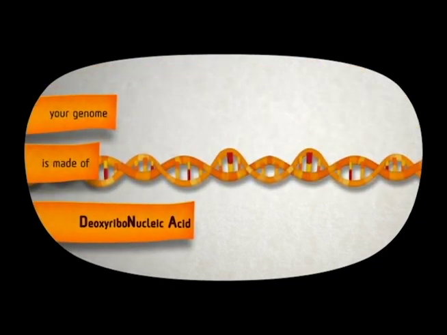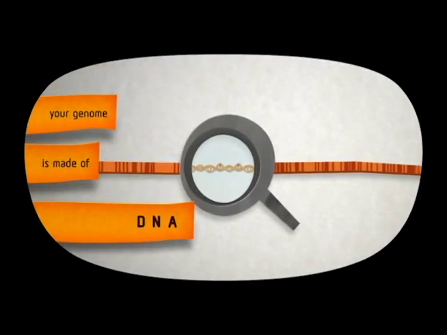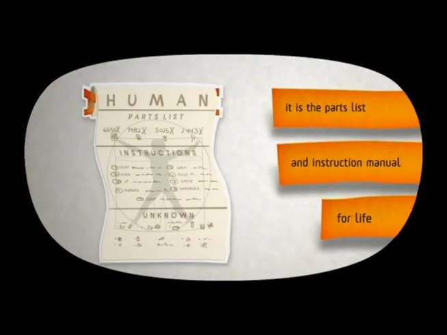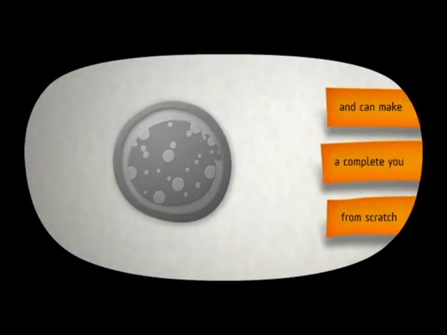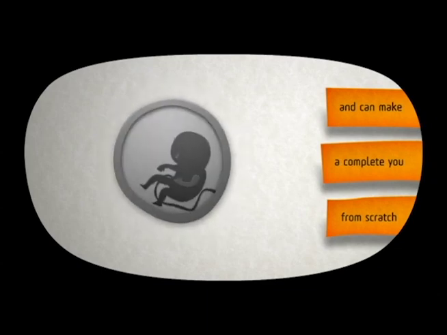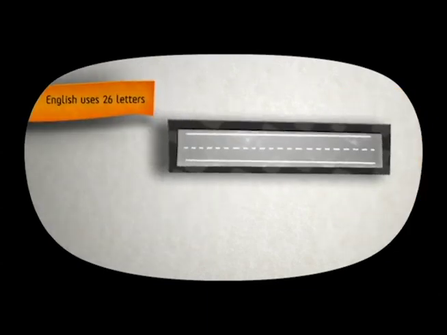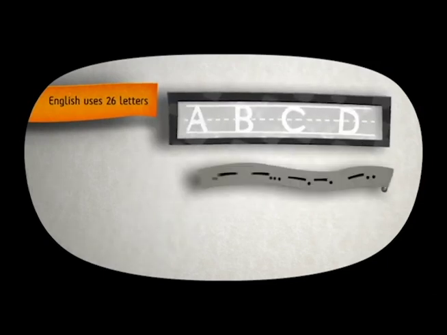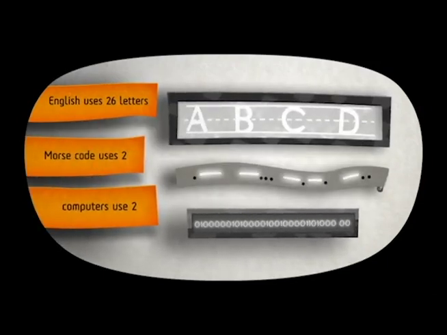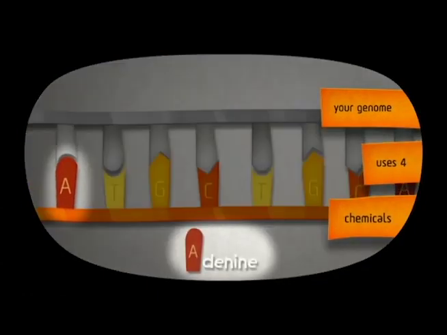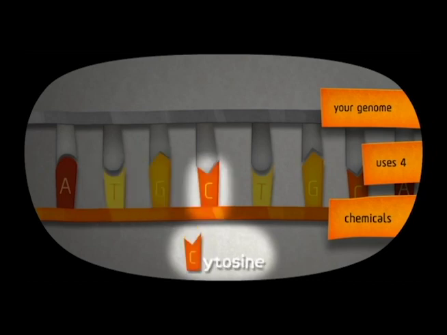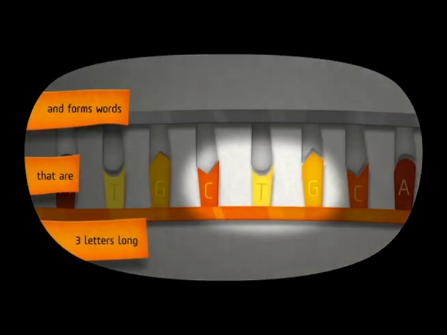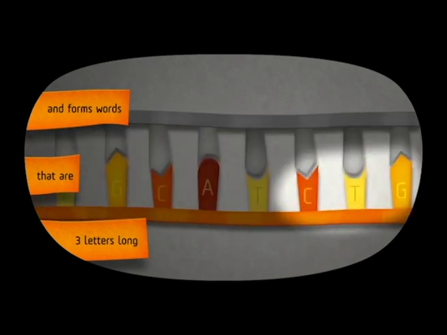Your genome is made of deoxyribonucleic acid, or DNA. It is the parts list and instruction manual for life, and can make a complete you from scratch. English uses 26 letters. Morse code uses 2. Computers use 2. Your genome uses 4 chemicals: adenine, thymine, guanine, and cytosine. These form words that are 3 letters long.